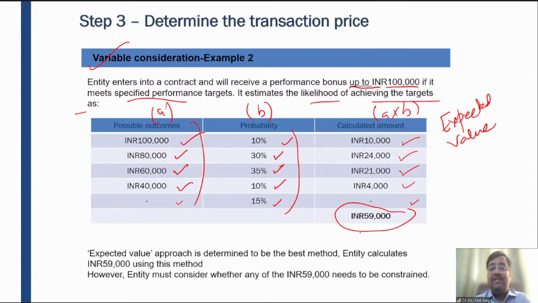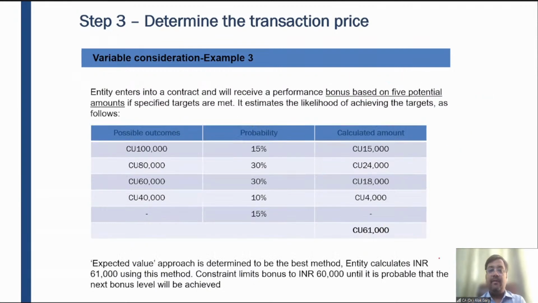Expected value approach is determined to be the best method. Entity calculates 59,000 using this method, right? So in this case, 59,000 has to be considered as a variable consideration, right? And whenever there is a variable consideration, on every reporting date the entity is required to reassess whether the variable consideration still holds good or it will go up, go down, or it is okay, right? I hope it is clear to all of you guys.